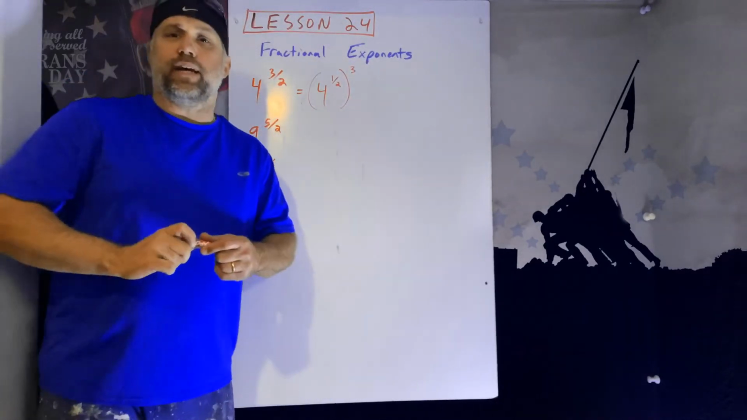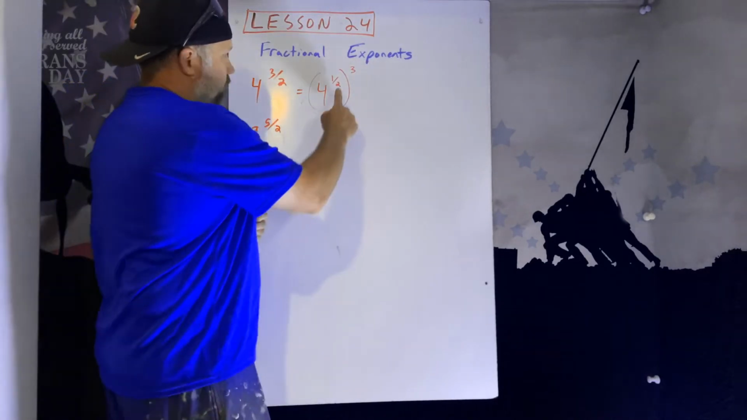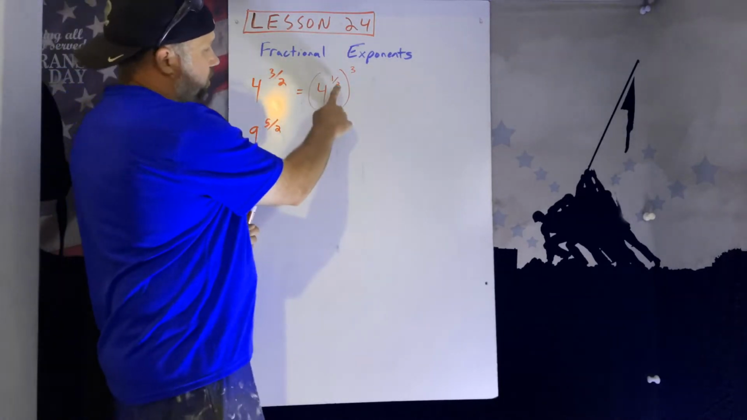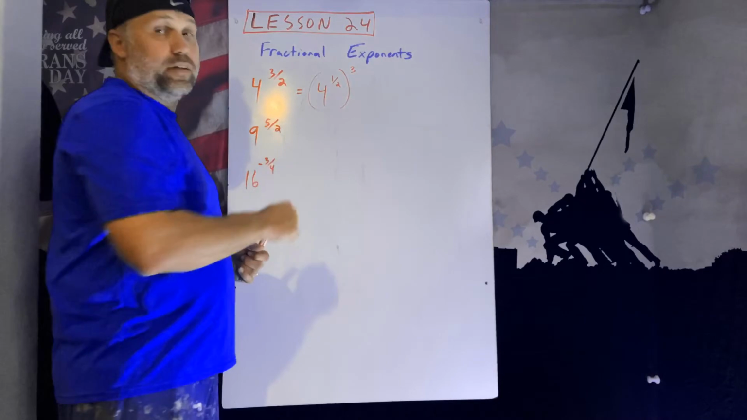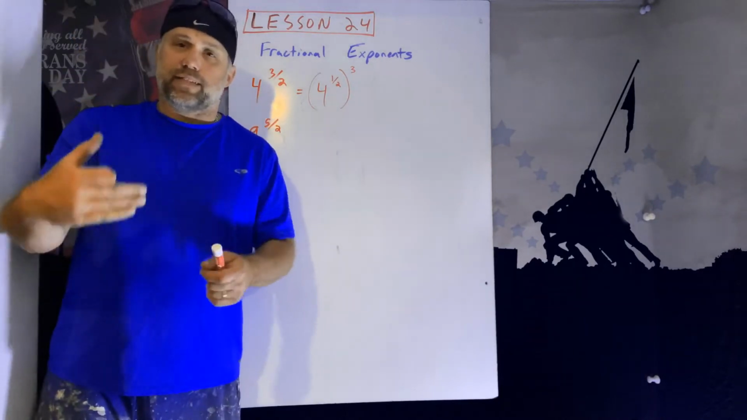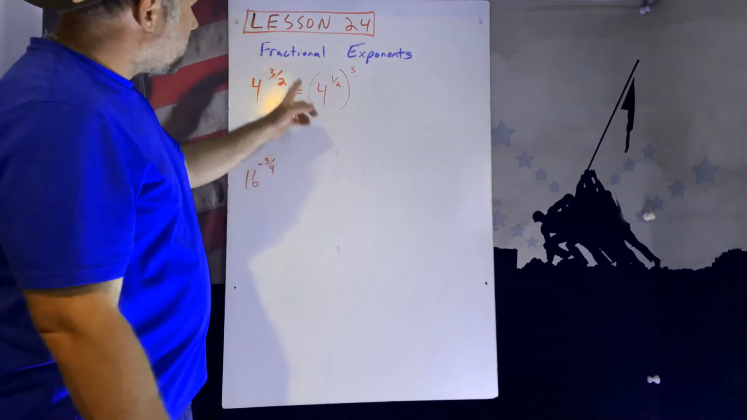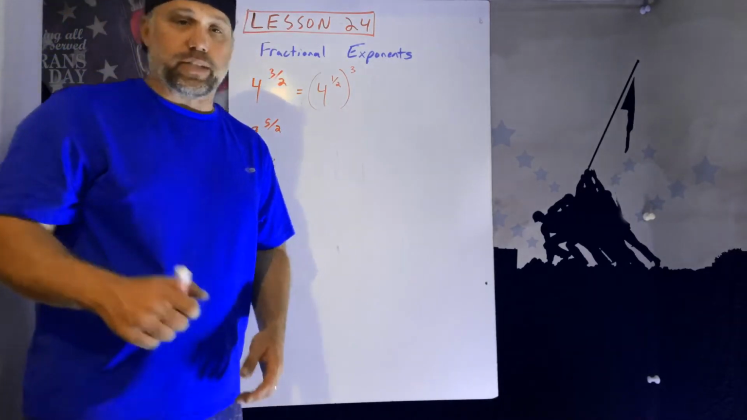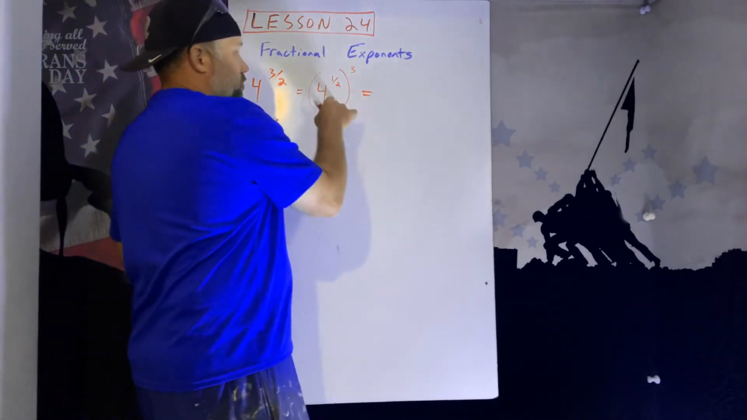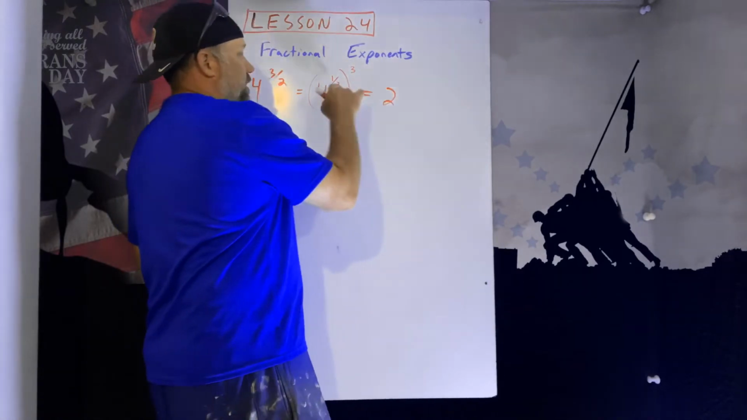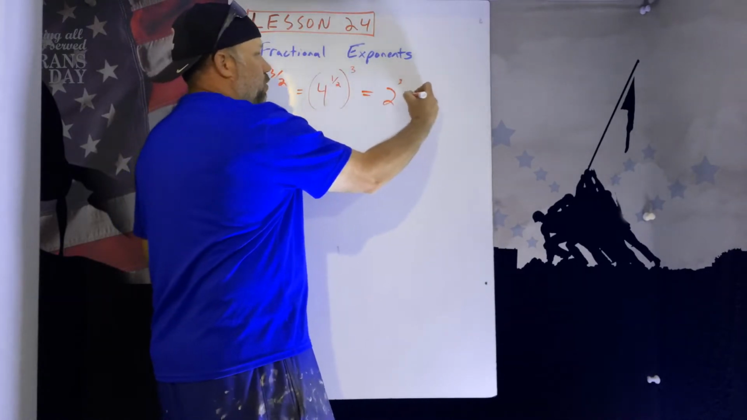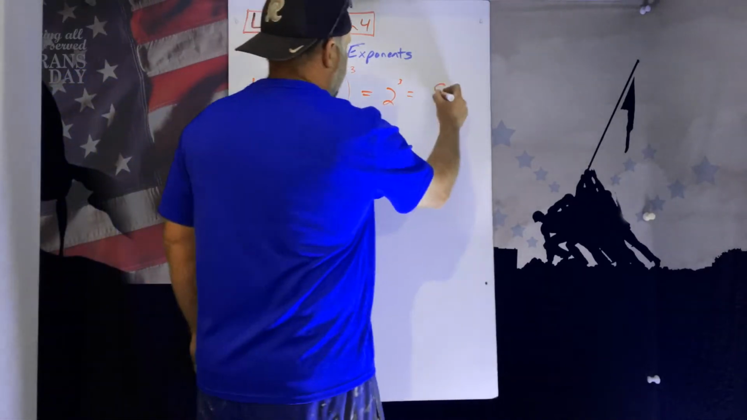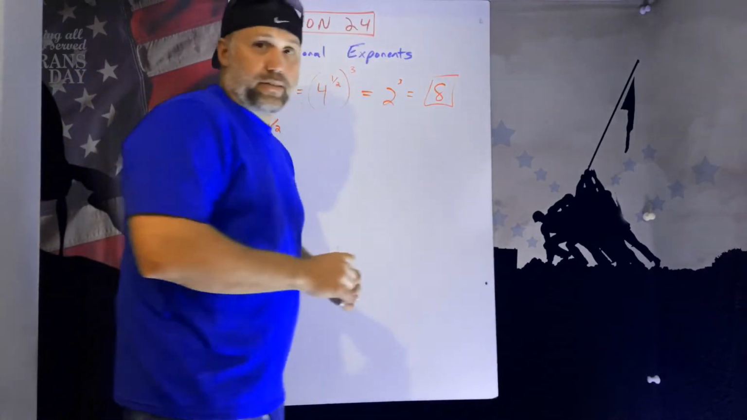Now, why does that work? Well, remember, when you raise a power to a power, your rule is you multiply. And when you multiply a 1/2 times 3, you get 3/2. That's going to keep this easier for us because we know what 4 to the 1/2 is. Raising something to the 1/2 is the same as square rooting it. So the square root of 4 is 2, and it's still being raised to the 3rd power, and 2 to the 3rd power, 2 times 2 times 2, is 8. So our final answer is 8.